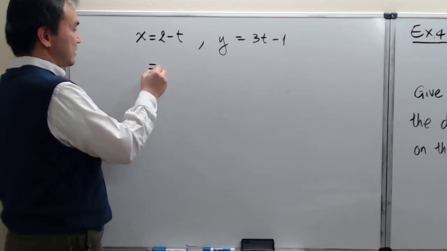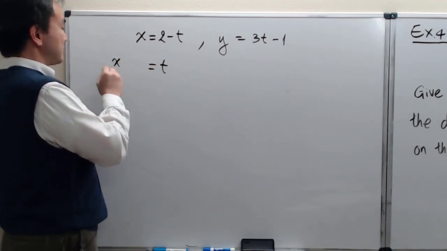So this is easily the same as t equals 2 minus x.